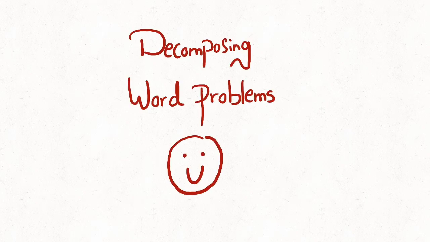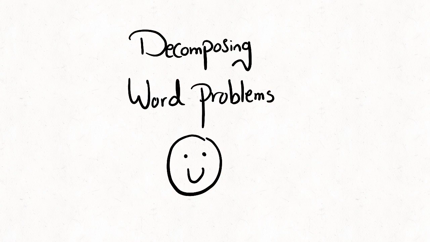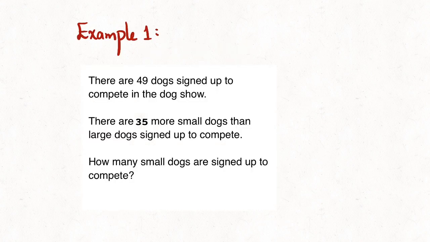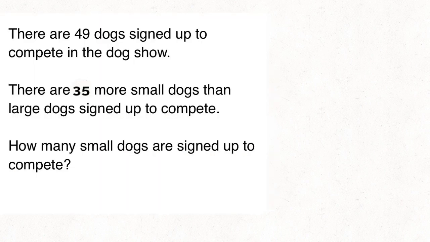Decomposing word problems is an effective way of solving them. We will start by illustrating two examples. The first example is talking about a show where 49 dogs are participating in it. There are 35 more small dogs than large ones, and he's asking about the number.